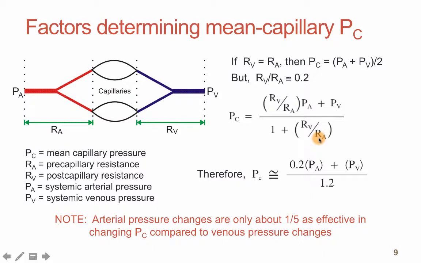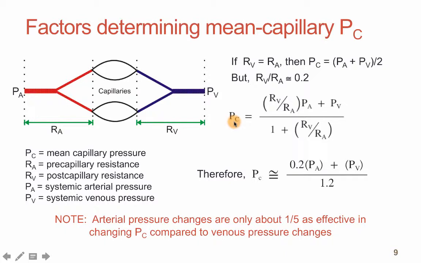Now, once again, going back to what I said just a moment ago, if these two resistances are the same, then this ratio would be 1, and therefore the capillary pressure would be halfway between the arterial and the venous pressure. But because this ratio is less than 1, that means that capillary pressure is going to be less than that pressure which is halfway between the arterial and the venous pressure.